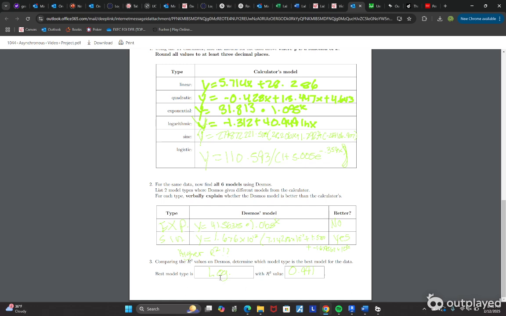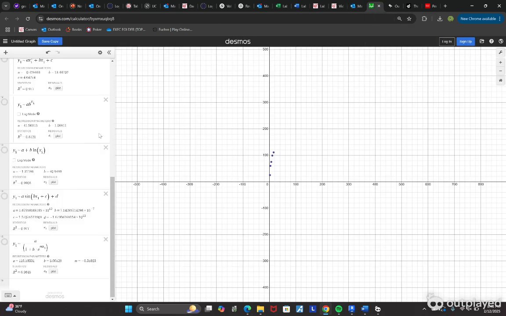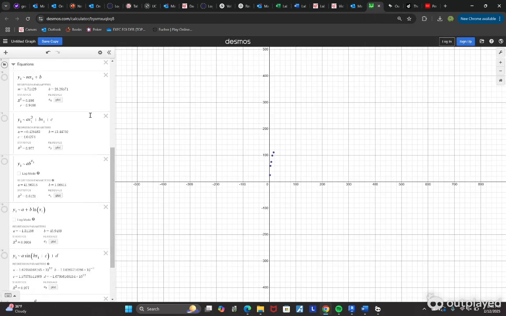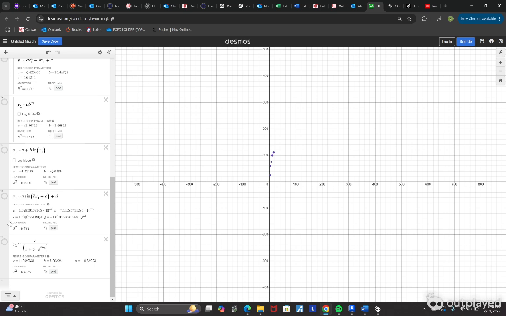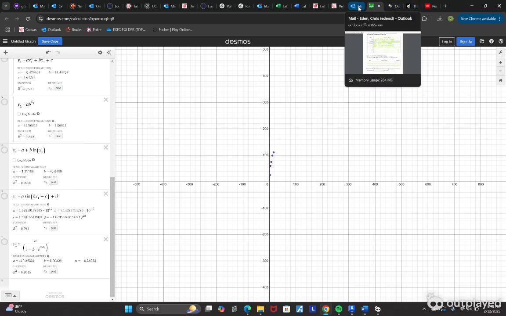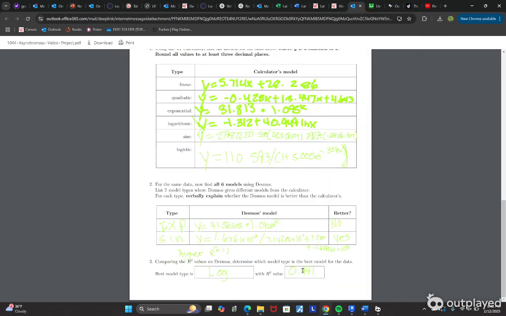And looking at number 3, comparing the R squared values, I went through all of these on the Desmos models, and I found that the logistic graph here had the highest R squared value at 0.991, so that's a very, very close number to obviously 1, which is a very good R squared value.